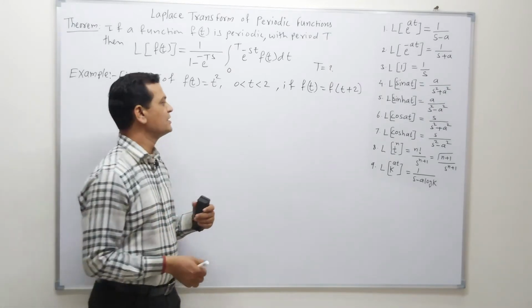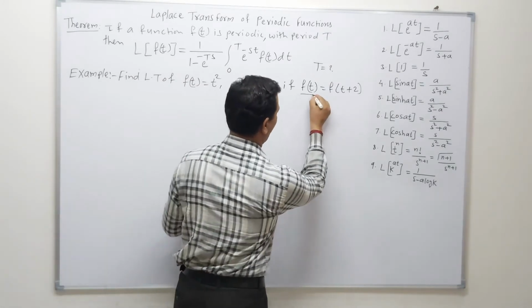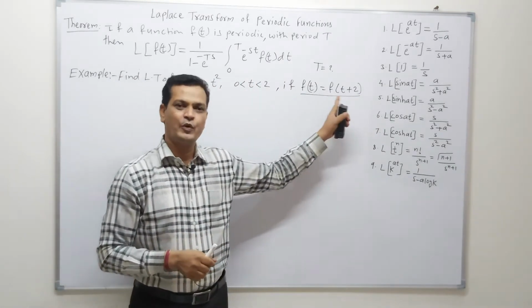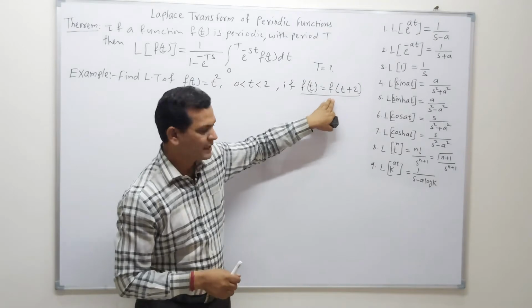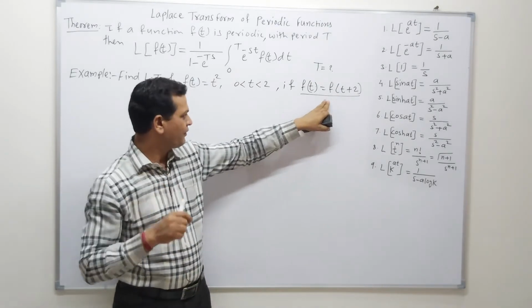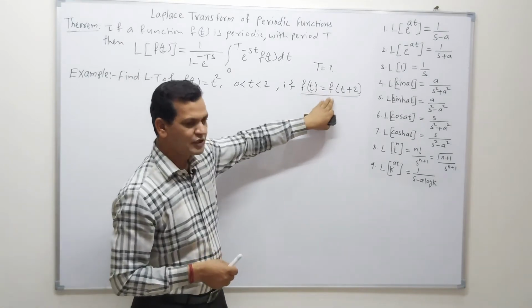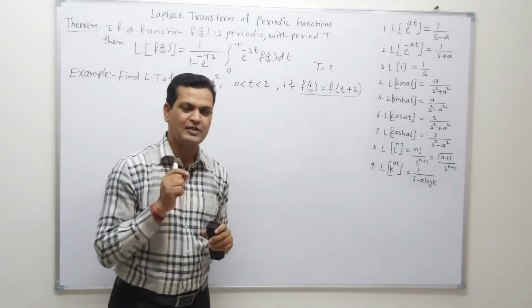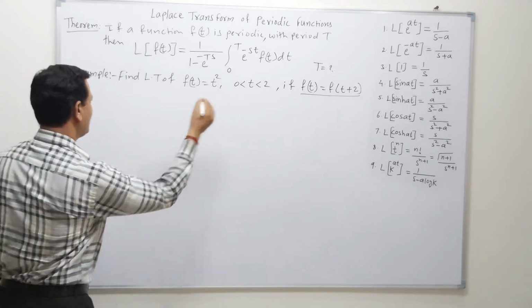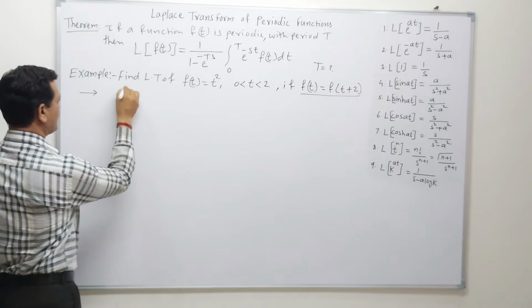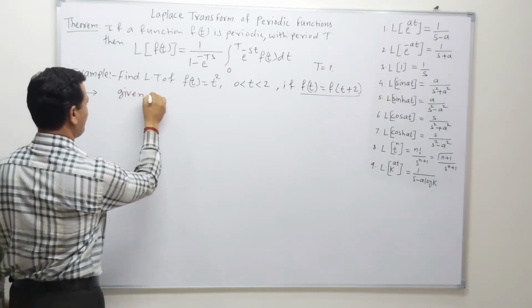The answer to this question is that whenever such a type of function is there, then we know that this is the definition of a periodic function, and because of this definition, we will understand that the given function is periodic, so we have to apply the Laplace transformation of periodic function concept.